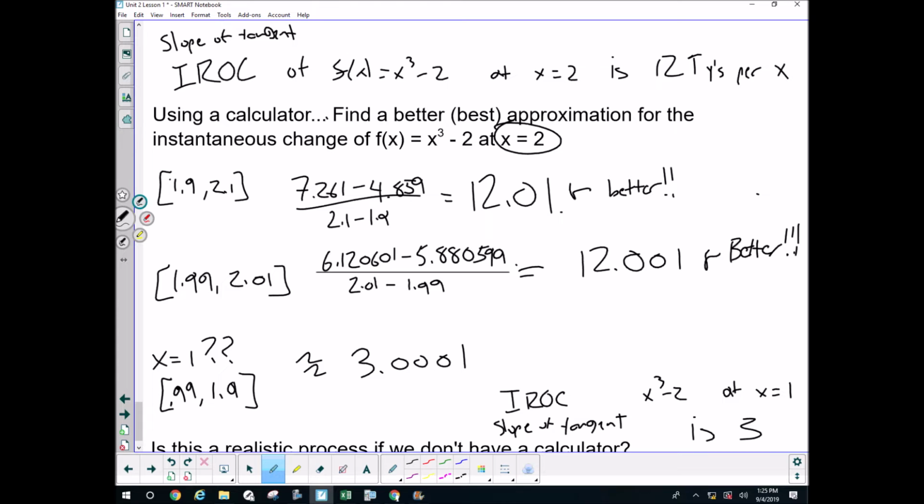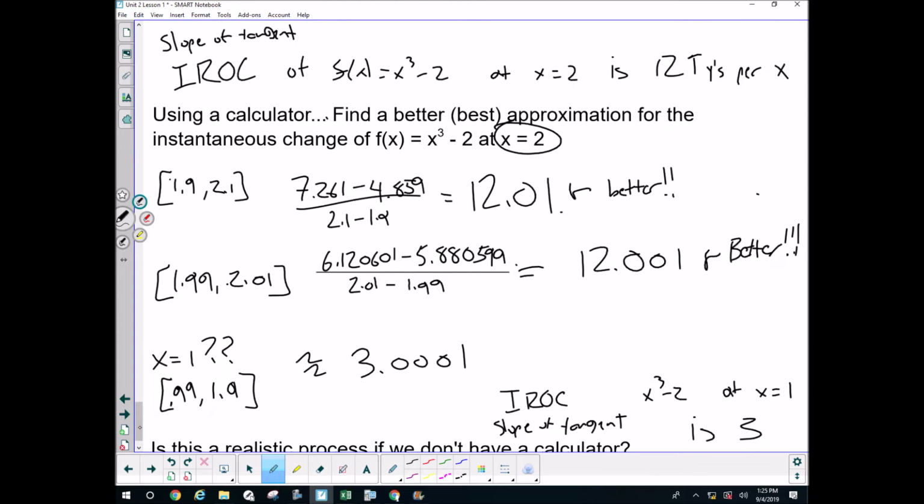They did not have this computational power where they could, by hand, take 2.01 and cube it, then subtract 2, and take 1.999 and cube it and subtract 2, and then do this calculation. That is a nice computational way to find the slope of the tangent. We did it. Now, if you had calculators for the rest of the year, yeah, you could use this. You could just do this the entire time. But it's not what mathematicians did.